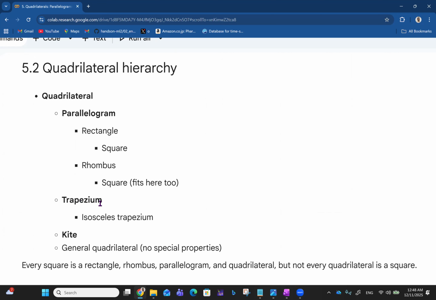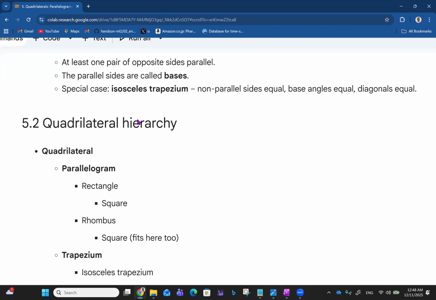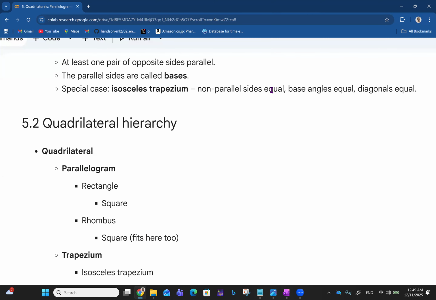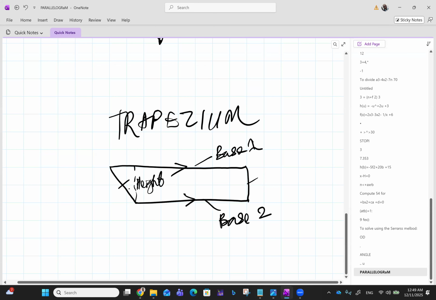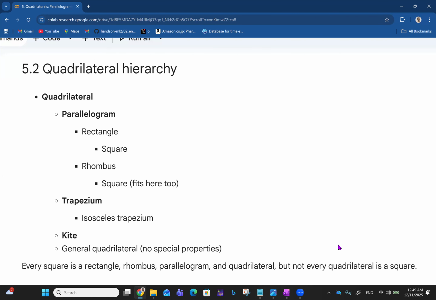Then you have trapezium. Under it you can have isosceles trapezium, what we saw before, where the non-parallel sides are equal. So for a trapezium, you can say that these sides that are not parallel, maybe this side is equal to this, then in that case you say it is an isosceles trapezium. Non-parallel sides are equal, the base angles are also equal, and the diagonals are equal too. Okay, that's the case of an isosceles trapezium. And then like I said, we have kites, and then we have general.